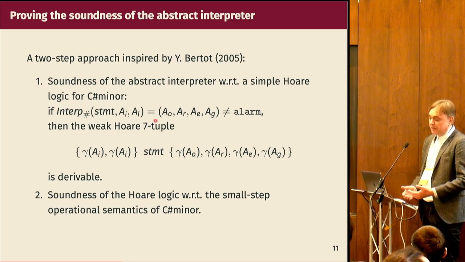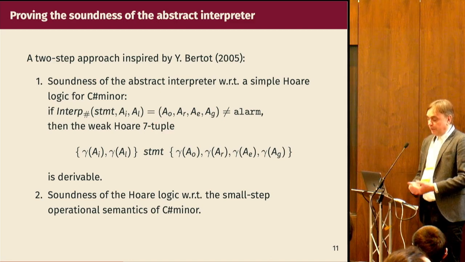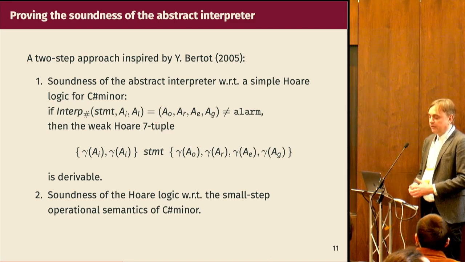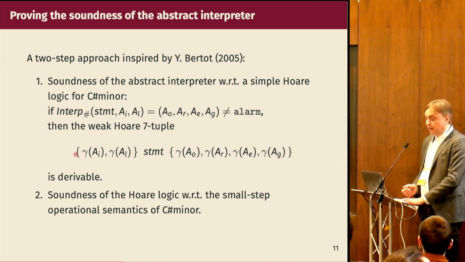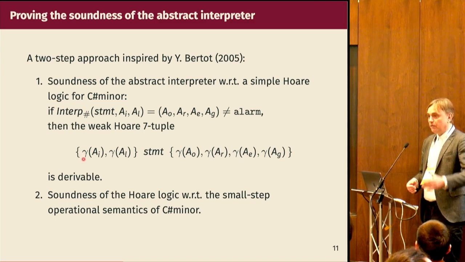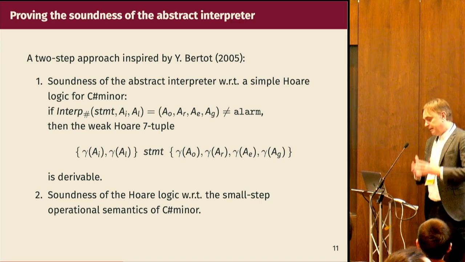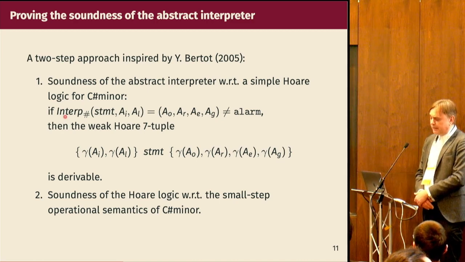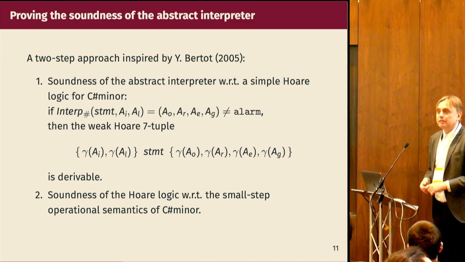And then we prove that basically the abstract interpreter produces, if it doesn't report an alarm, it produces a valid weak 7 tuple, okay, where you just use gammas to go from abstract state to preconditions and postconditions. So it's kind of trivial, but it really simplifies things, and then it lets us do more clever things in the interpreter, like unrolling loops sometimes.